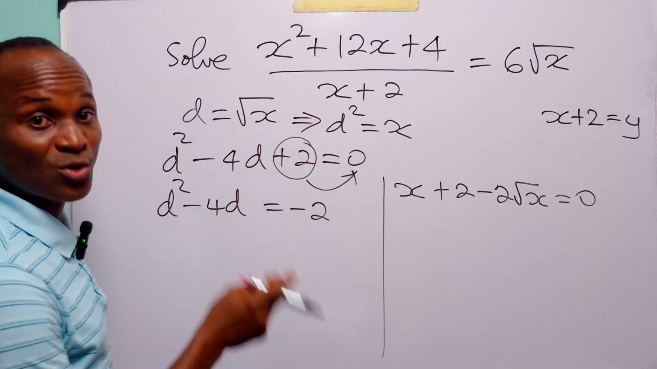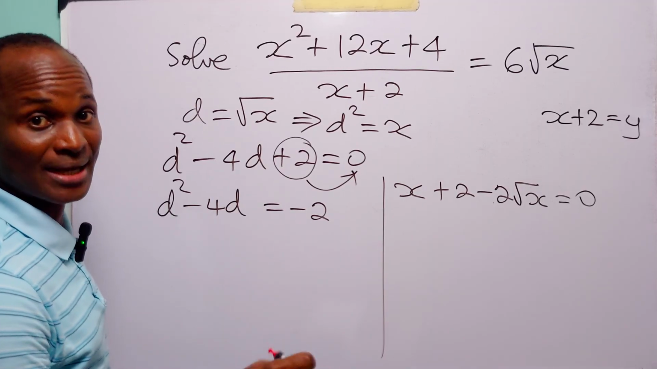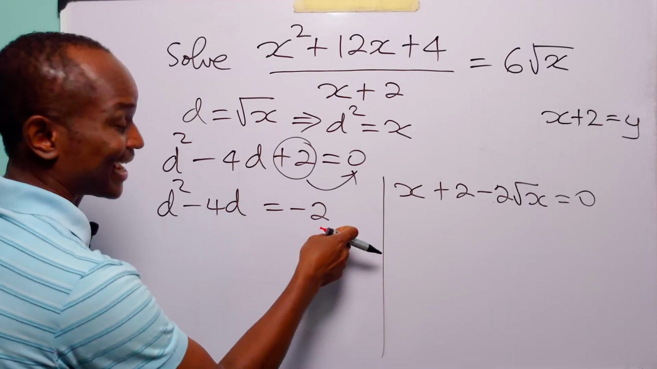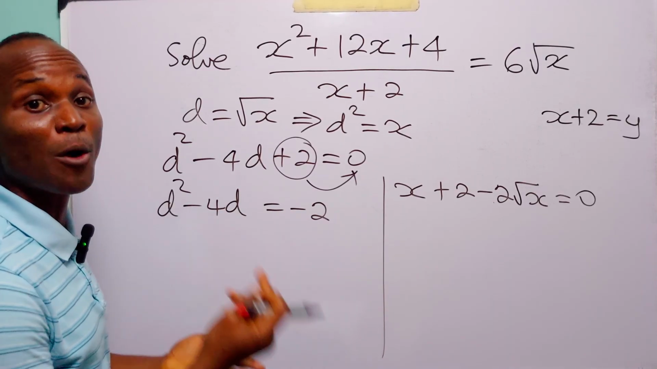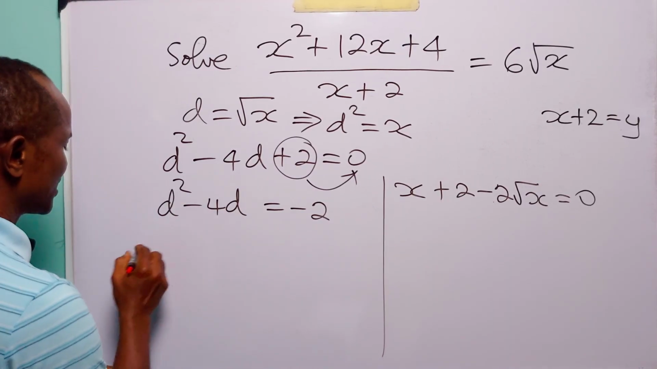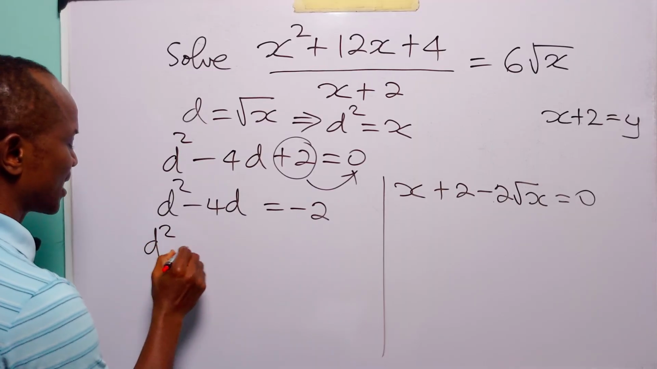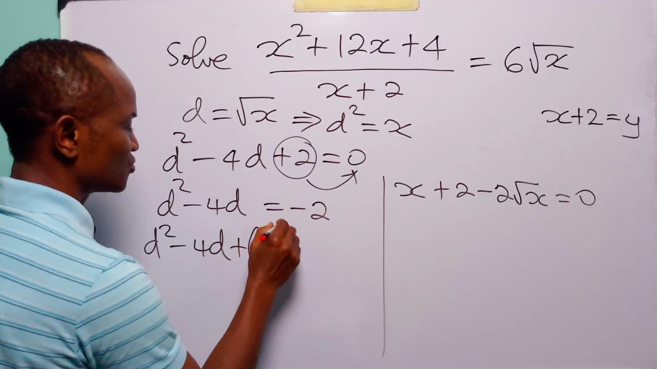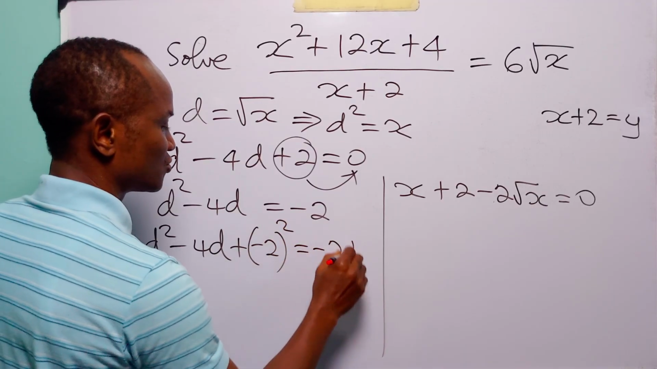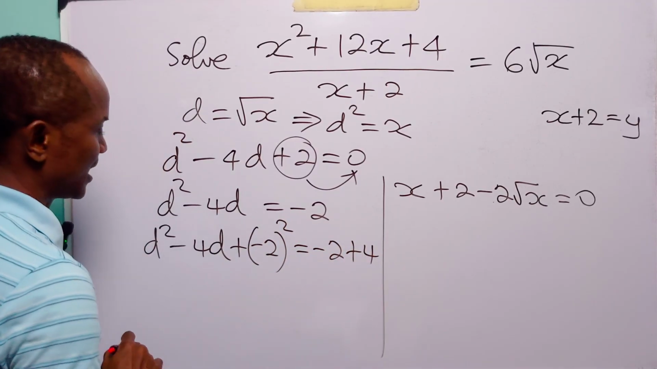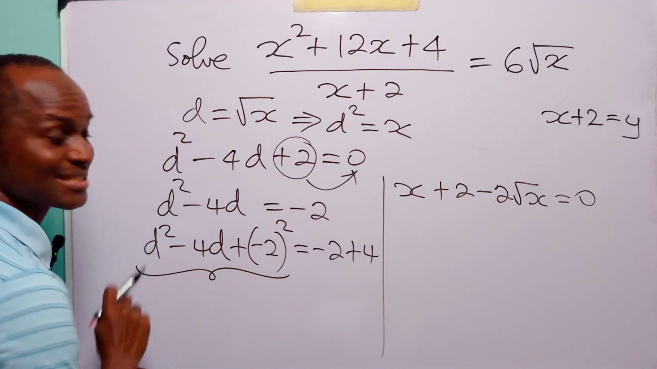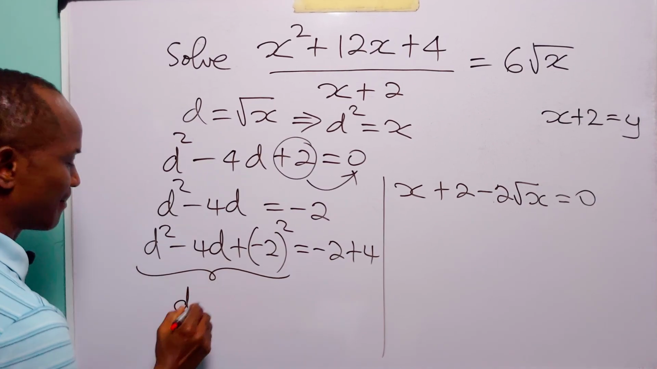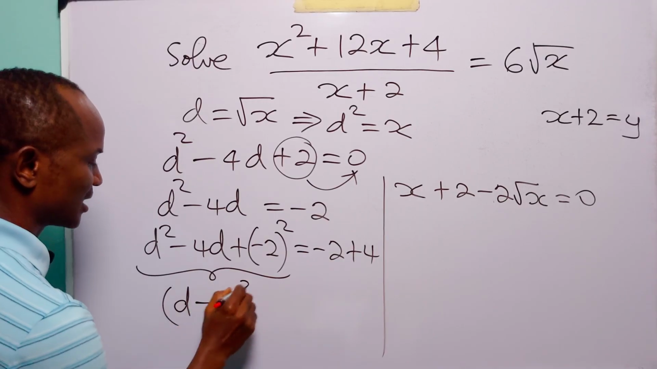Minus 2. The square of that is minus 2 squared, or 4. So we are going to add 4 to both the left-hand side and the right-hand side of the equation to complete the square. So here we have d squared minus 4d plus minus 2 squared is equal to minus 2 plus 4. Now, when you look at this, you'll see that this is a perfect square, and this is equal to d minus 2 squared.